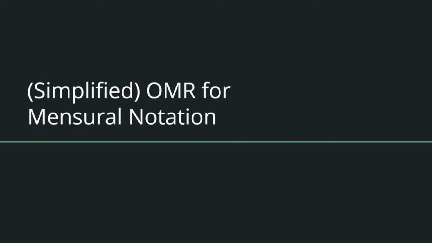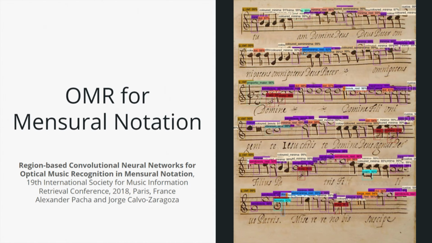Which brings us to a simplified OMR pipeline for Mensural notation. Mensural notation is kind of a predecessor of modern notation, and it's graphically monophonic. So there's just one voice per stave, and you can therefore just read it left to right. And in this work presented last year at Izmir by Jorge and me, we had scores that looked like this.